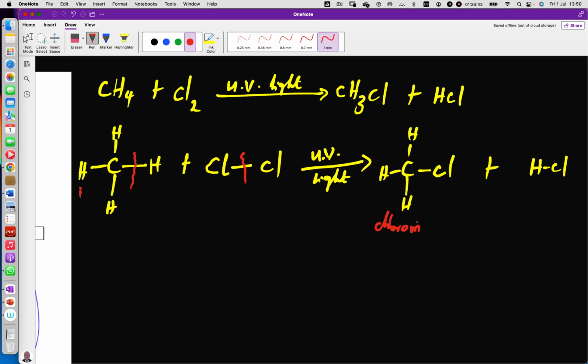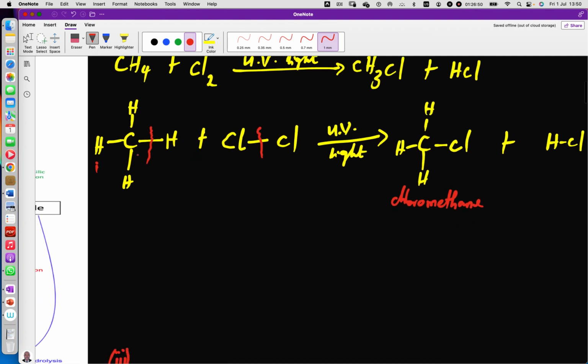Chloromethane. And this is hydrogen chloride. So now we can use that chloromethane again and undergo another substitution. The chloromethane can undergo another substitution, that is CH3Cl. Then we react it with another chlorine molecule.